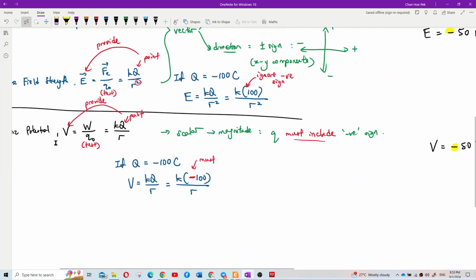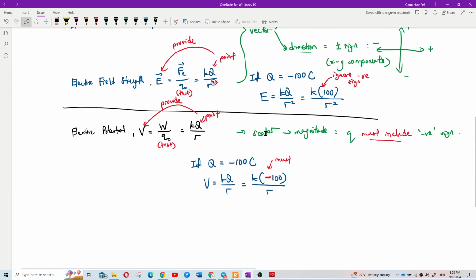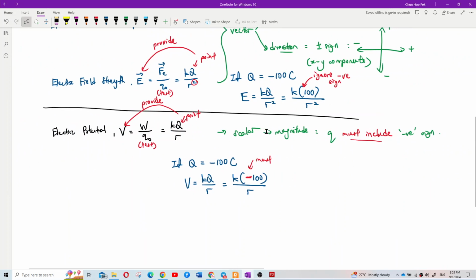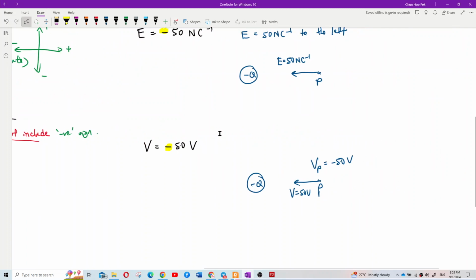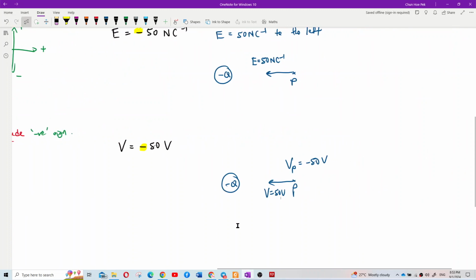Is potential a vector quantity, class? Can someone answer me? No, it's not a vector. So it is a scalar quantity, with negative 50. Does it mean 50 volt to the left? No. Why did it take so long to answer me? You should immediately answer me.